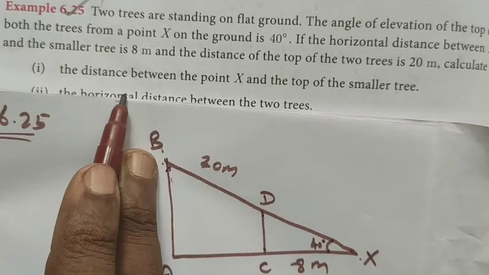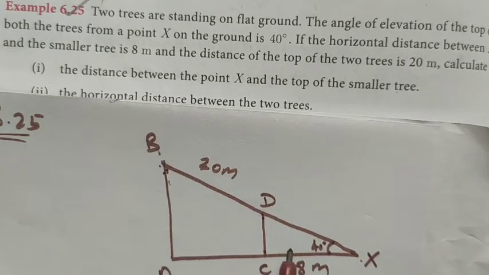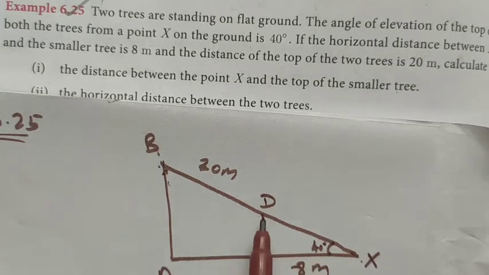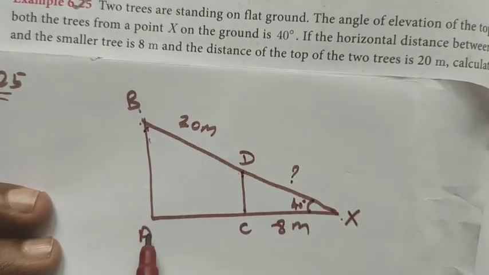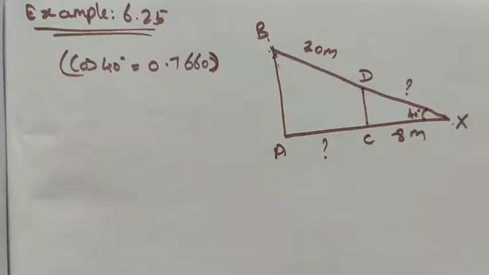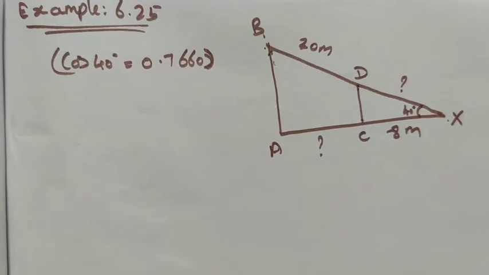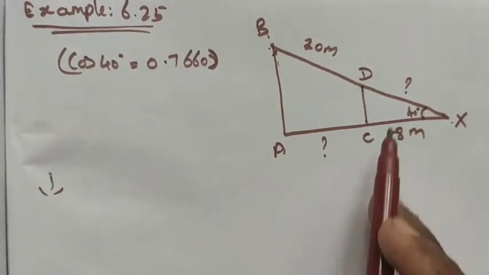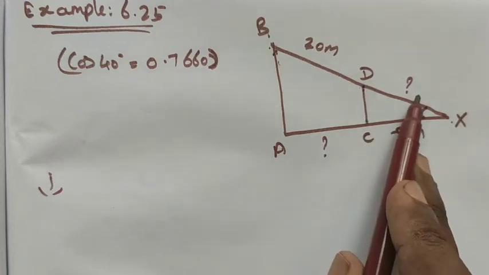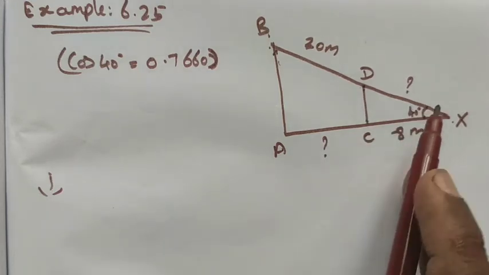We want to find the distance between point X and the top of the smaller tree, and the horizontal distance between the two trees. And cos 40 degrees is equal to 0.7660, which is given. For the first question we want to find the distance between point X and the top of the smaller tree.